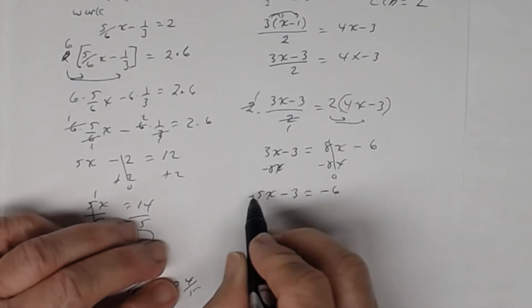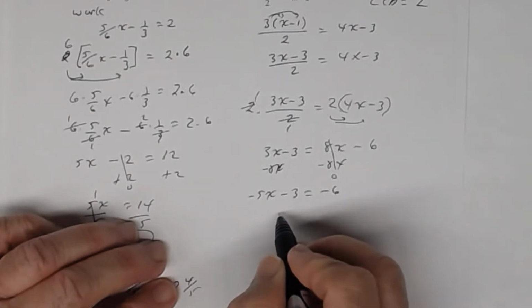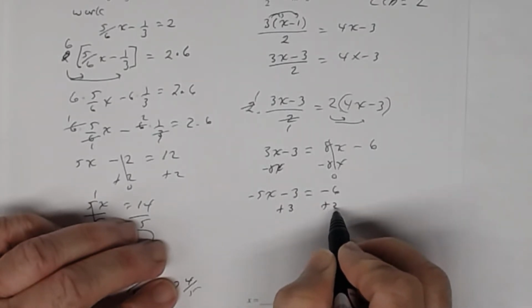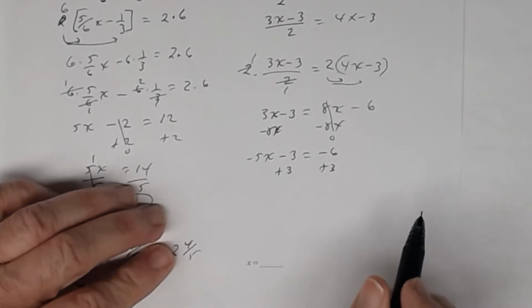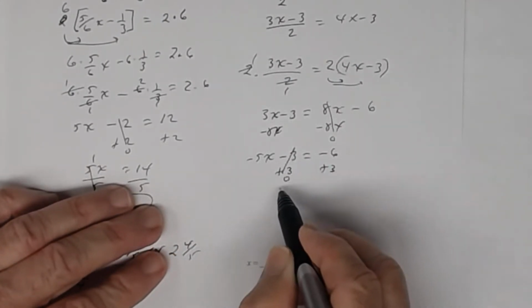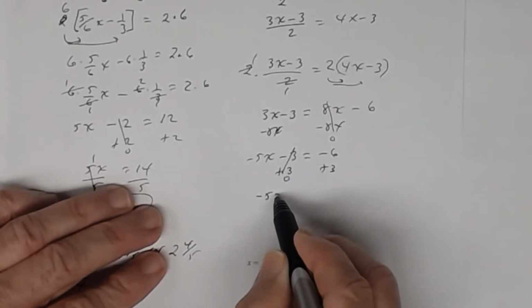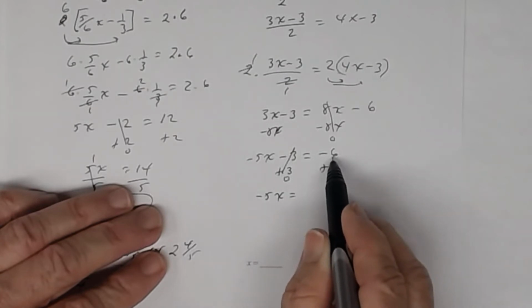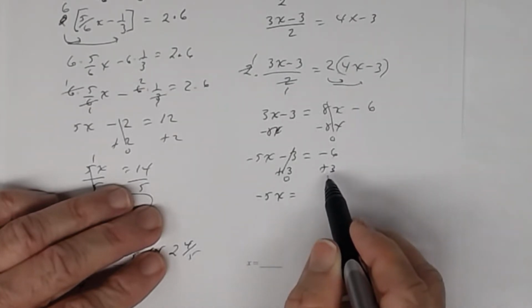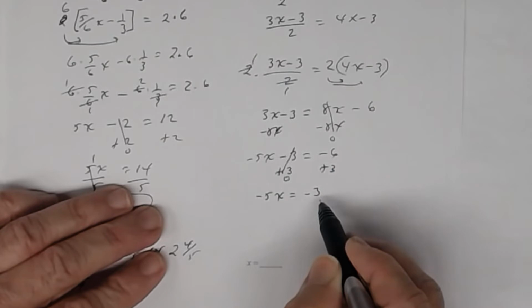All right, so I got to isolate the variable term. So right now I'm subtracting 3. The opposite is to add 3 using the addition property of equality. Combining like terms, this is 0. I get negative 5x equals a negative 6 and a positive 3 is a negative 3.